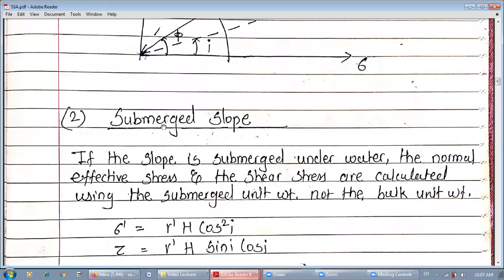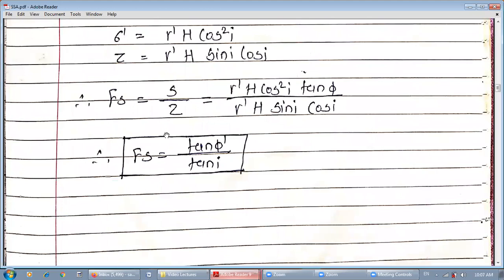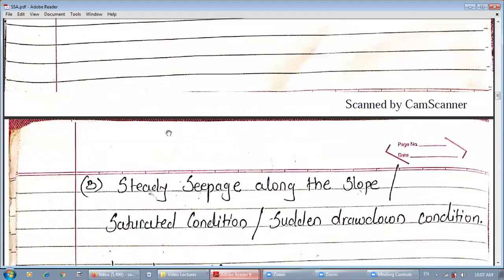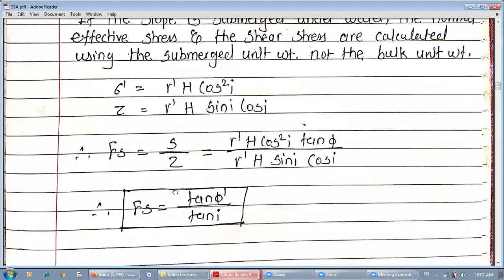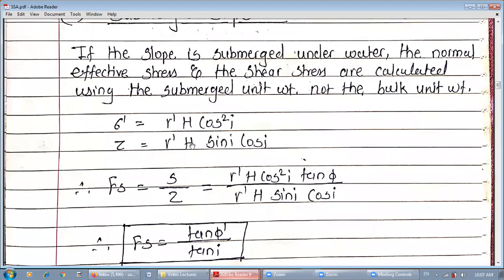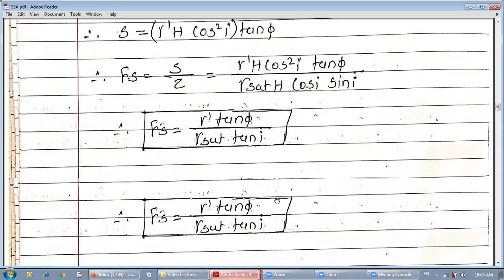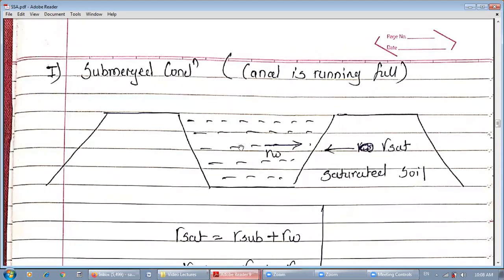Now we have gone through two points: submerged slope and saturated slope. So that is sudden drawdown condition, so the equation is slightly changed. Within the submerged slope, we have to take gamma submerged for normal stress, and for the shear stress also we have to take submerged unit weight, because unit weight of water is getting cancelled in both directions. So this is the case of submerged.